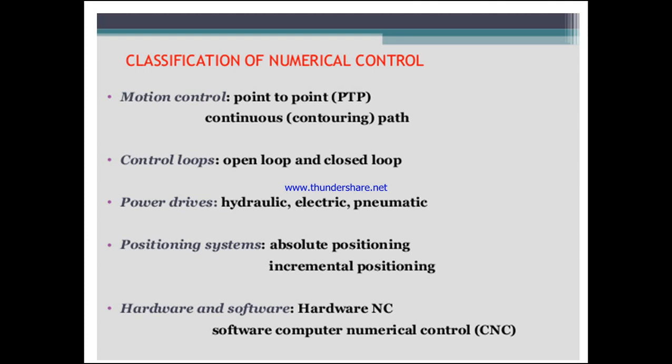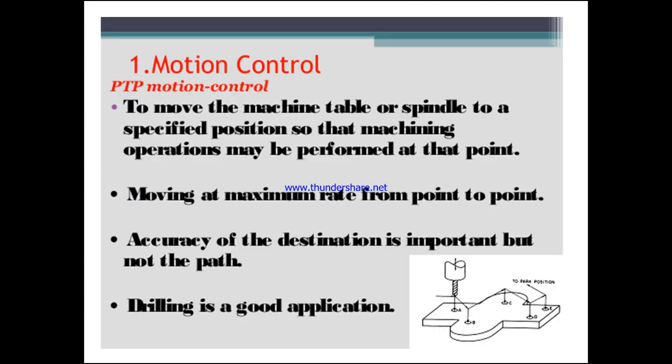So classification of the numerical control, that is what we are having, is based on point-to-point control or continuous path, open loop and closed loop. Based on the power drives, that is hydraulic, electric and pneumatic, we are going to have different types of computer numerical control machines. In the same way we are having positioning, that is absolute or incremental positioning. Hardware and software, hardwired NC or software computer numerical control machines we are going to have. So these are the different types of computer numerical control.